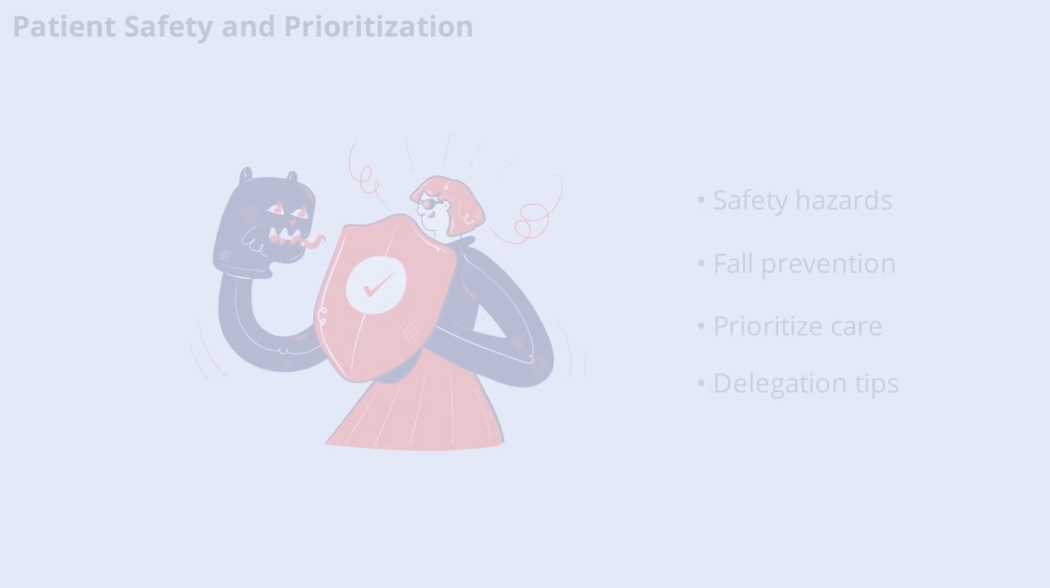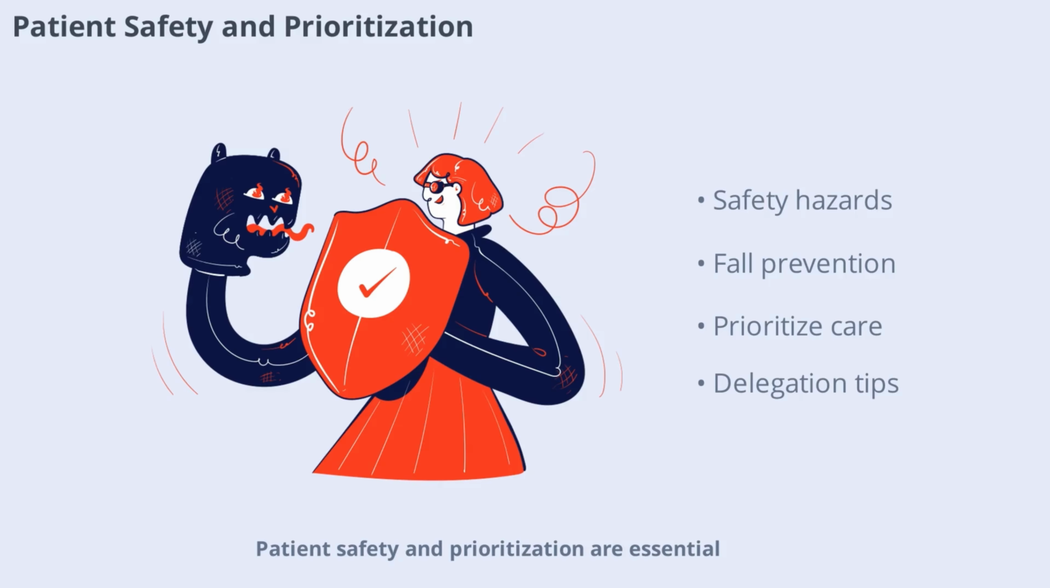Patient safety and prioritization are essential skills for the NCLEX in clinical practice. Focus on recognizing safety hazards, implementing fall prevention strategies, and prioritizing care based on patient needs. Know the principles of delegation and teamwork and how to respond to emergencies. Patient education on safety measures is also important.